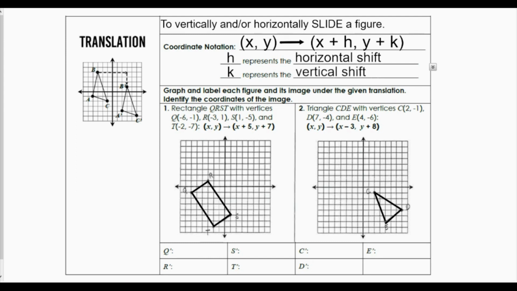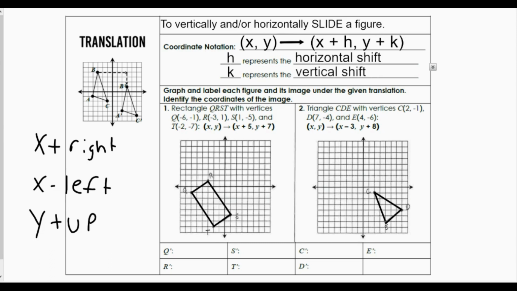So essentially, if I have x plus a number, I'll move to the right. If I have x minus a number, I'll move to the left. If I have y plus a number, I'll move up. And if I have y minus a number, I'll move down.